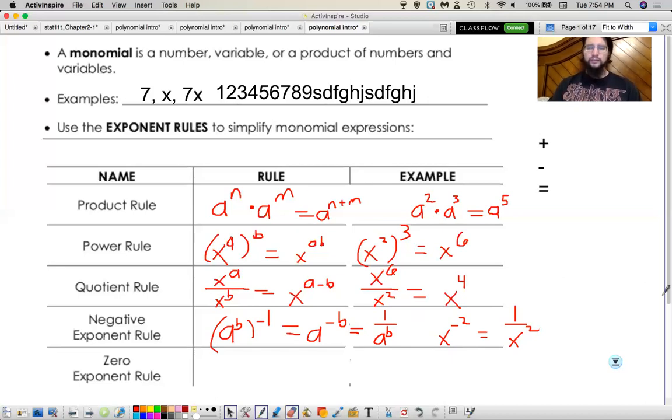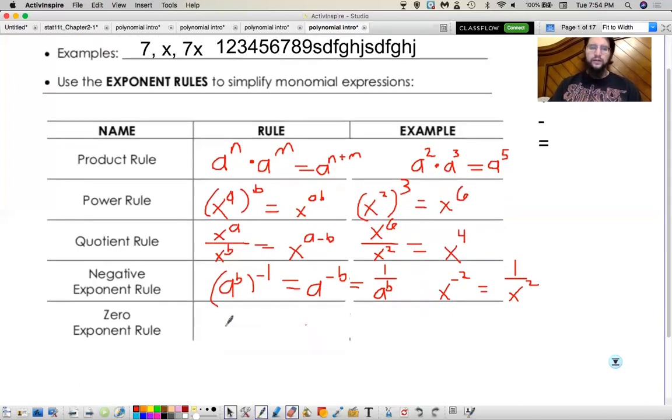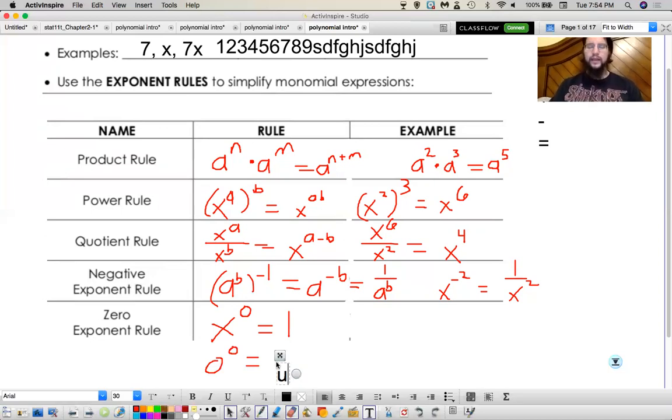Finally, we have the 0 exponent rule. Anything other than 0, so let's go with x to the 0 power, or x squared to the 0, whatever, anything to the 0 power is, do you remember, 1. The one exception, though, is 0 to the 0 power. Now what that is, is undefined. As far as you're concerned, 0 raised to the 0 power does not exist.